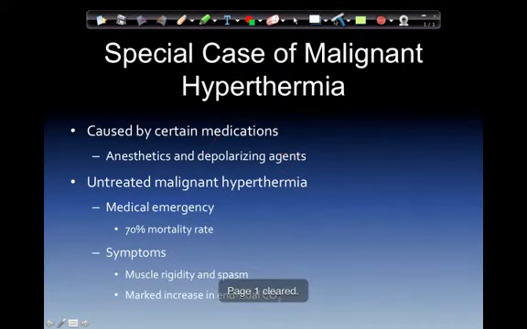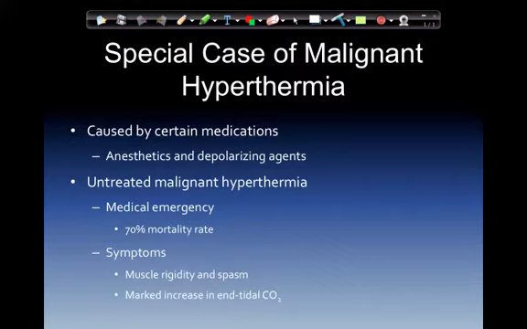A special case is malignant hyperthermia, and this is caused by our anesthetics, or more specifically, a depolarizing paralytic. Succinylcholine will cause this. Untreated malignant hyperthermia is a medical emergency. It has about a 70% mortality rate. Symptoms: muscle rigidity and spasm, and a marked increase in end-tidal CO2 production.